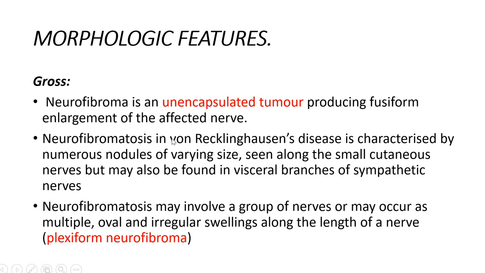the nerve fibers. Von Recklinghausen's is characterized by numerous nodules of varying sizes, involving the small cutaneous nerves and the visceral branches of sympathetic nerves. So there will be many in number. Neurofibromatosis may also involve a group of nerves and produce multiple oval irregular swellings along the length of the nerve, and that is called plexiform neurofibroma. So grossly there can be three variants: a solitary one, multiple as seen in von Recklinghausen's disease, or a plexiform neurofibroma, where a group of nerves is involved and they arise as irregular swellings.